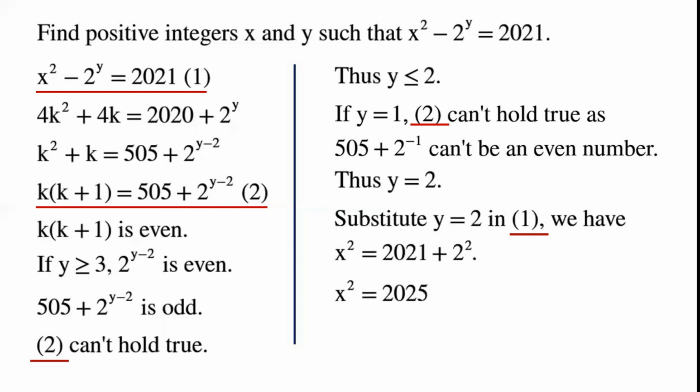So x squared equals 2025. So x equals 45. Here we take the positive solution, as we are given that x is a positive integer. Hence, (x, y) equals (45, 2).